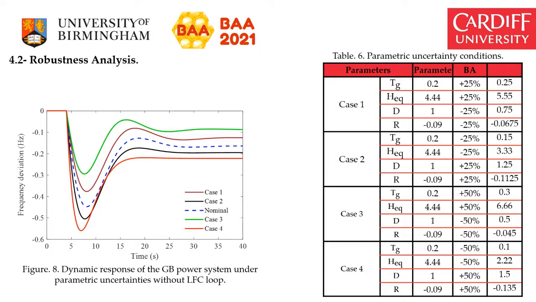To further examine the effectiveness of the proposed controllers, robustness analysis of these techniques towards parametric uncertainty of the testbed system is carried out. 4 different scenarios of the parametric uncertainty are assumed, which are given in table 6. The dynamic response of the system without load frequency control loop based on the assumed cases is illustrated in figure 8. As we can see, the most drop in the frequency recorded is based on case 4. Therefore, this case will only be considered for robustness investigation of the proposed controllers.